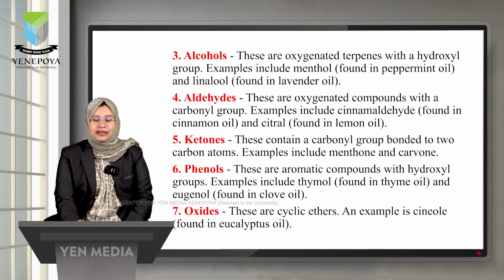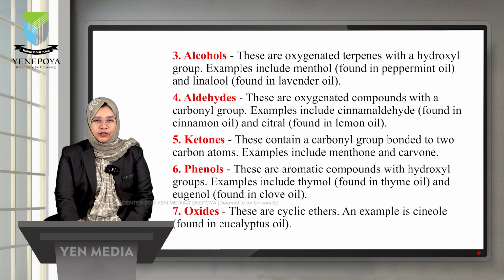Next is aldehyde. Aldehyde is an oxygenated compound which contains a carbonyl group. Examples are cinnamaldehyde, which we know is present in cinnamon oil, and citral, that is found in lemon oil. And next is the ketone, which contains a carbonyl group bonded to two carbon atoms. Examples are menthone and carvone.